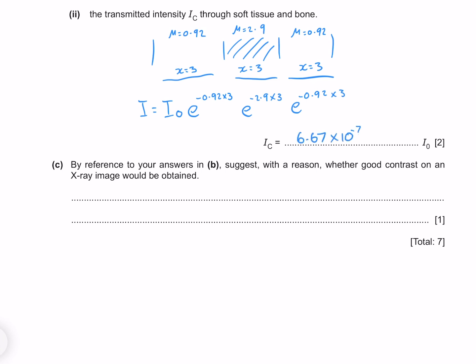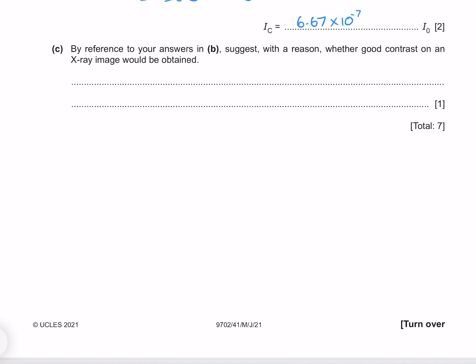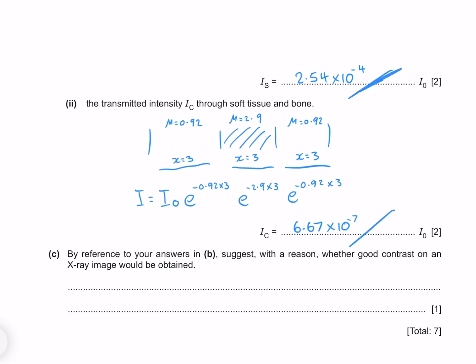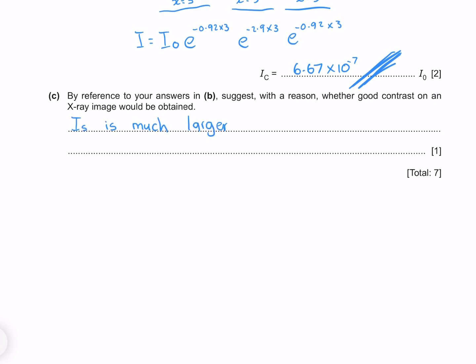By reference to your answers in B, suggest with a reason whether good contrast on an X-ray image would be obtained. Comparing our two intensities, we see that IS is much larger than IC, so we can expect good contrast.